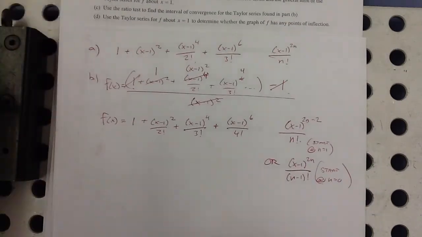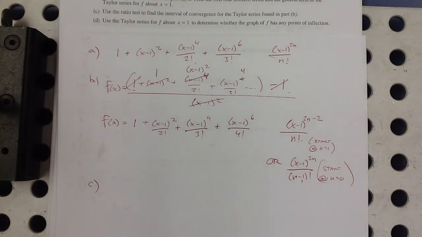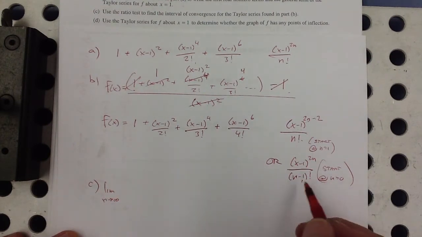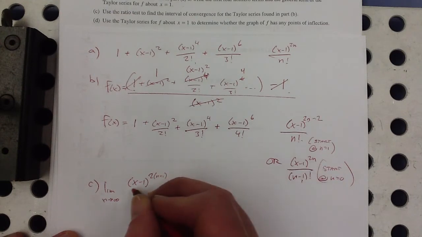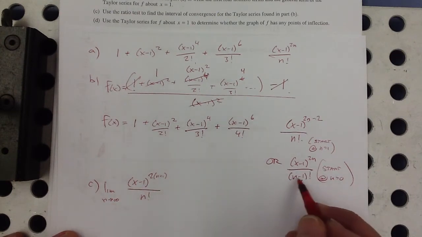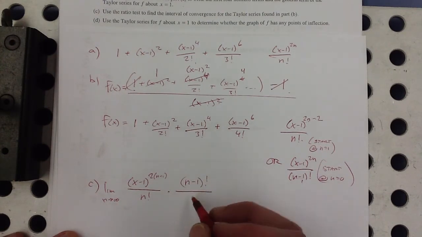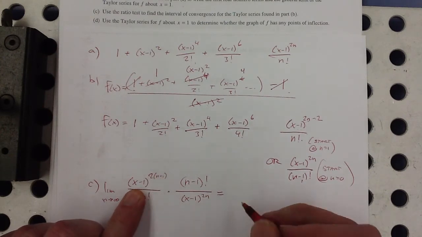All right. Part C. Use the ratio test to find the interval of convergence for the series that we found in B. So we need our general term to do that. So that's the limit as n approaches infinity of the n plus 1 term, when I add 1 to this, just turns into n, right? Divided by the n term, right?